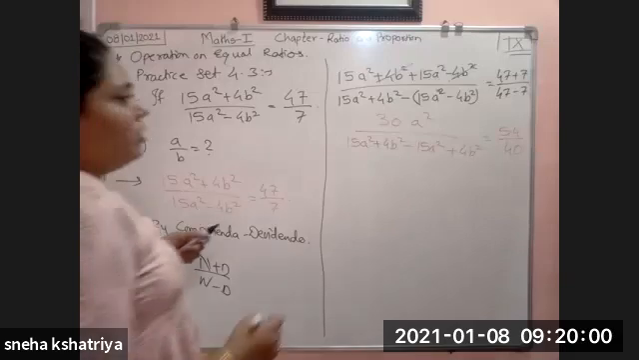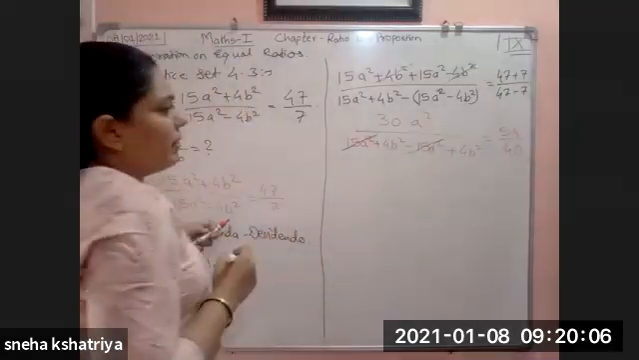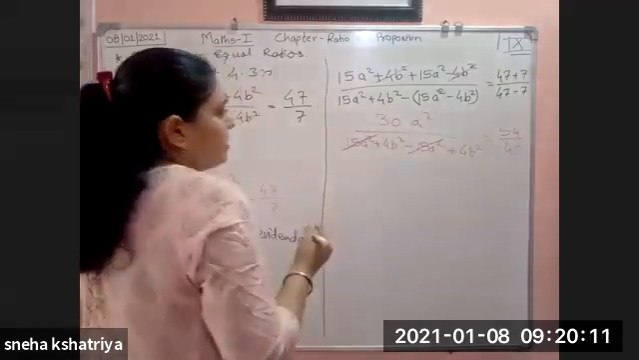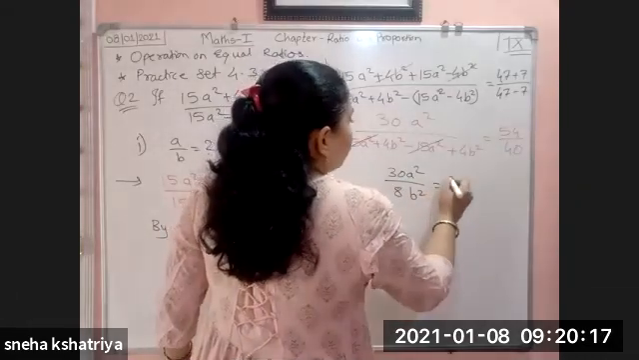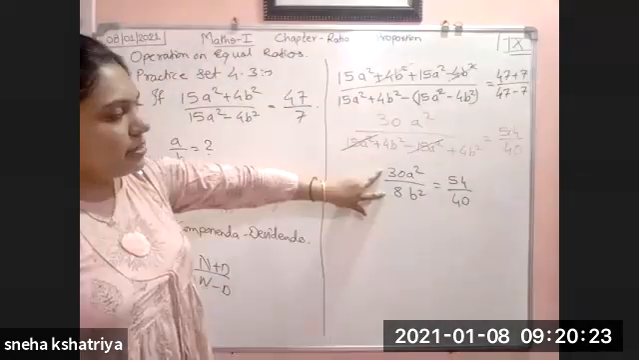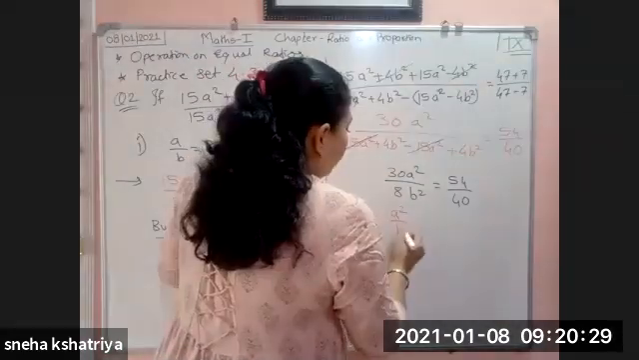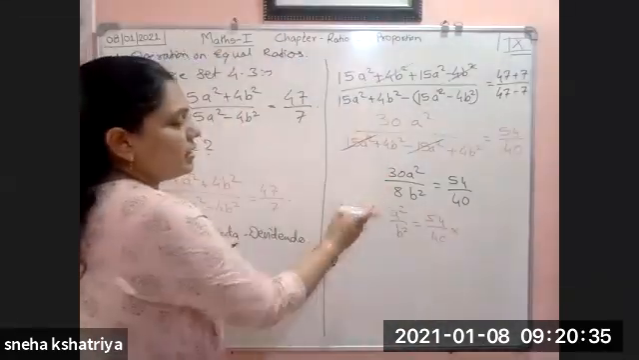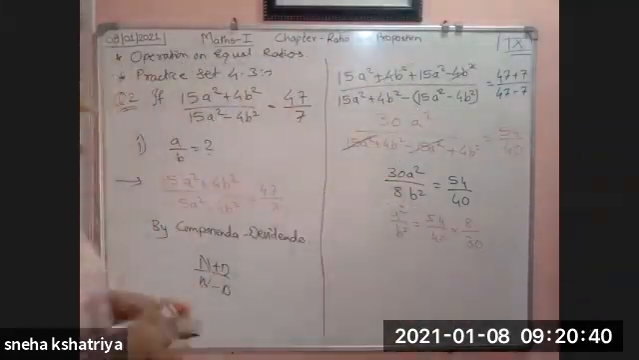Okay. See here, plus 15a square and minus 15a square get cancelled. 4b square and 4b square here will become 8b square. So we have 30a square divided by 8b square, which is equal to 54 divided by 40. We need the value of a and b, so whatever the constants are here, 30 upon 8 is shifted to the right hand side. So this will become a square upon b square, which is equal to 54 divided by 40 multiplied by 8 upon 30.